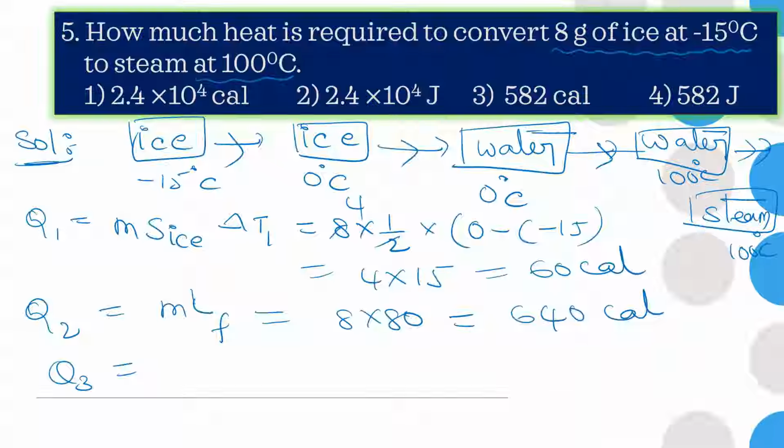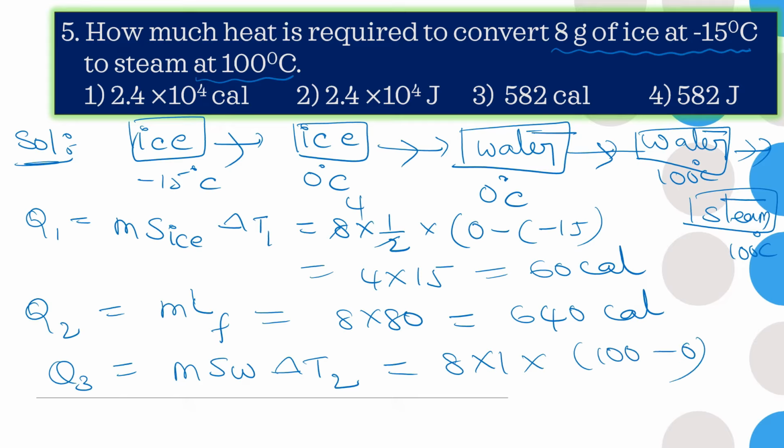Q3 is equal to s, specific heat of water, into ΔT2, that is equal to 8 into 1 into (100 minus 0), so that is equal to 8 into 100, which is 800 calorie. Next, now we are calculating Q4. So Q4 is equal to m latent heat of evaporation, 8 into 540, that is equal to 4320 calorie.